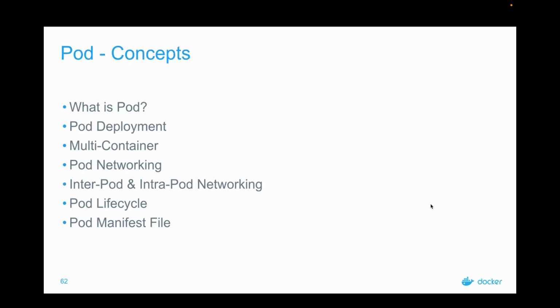101. Now under the pod 101, we will cover what is pod, what is pod deployment. We'll talk about running a multi-container application inside a pod. We'll talk about pod networking, inter-pod and intra-pod networking. We'll also see the life cycle of the pod, and then we'll start with the pod manifest file, where we are going to use an OpenAI plugin to just go ahead and build those pods. So let us get started.